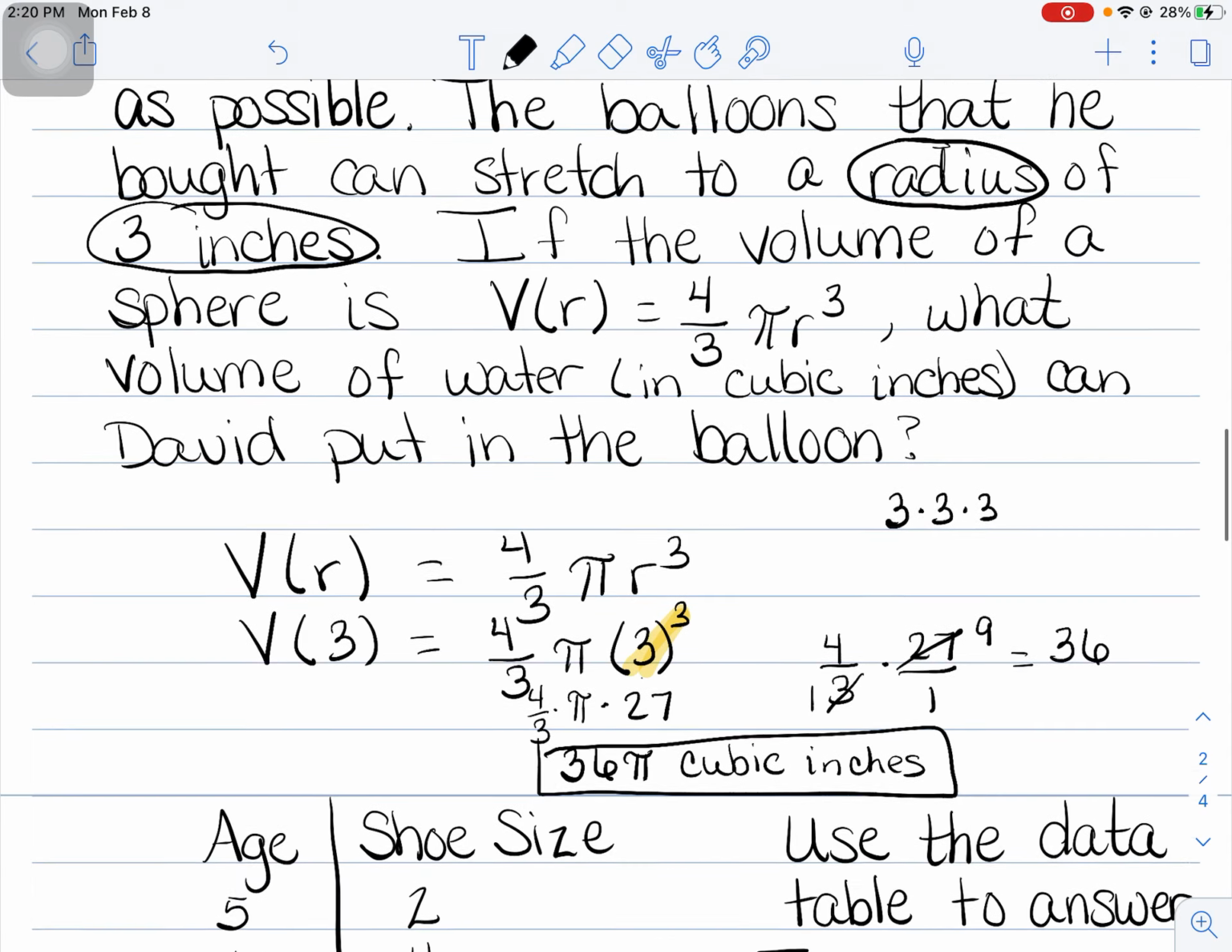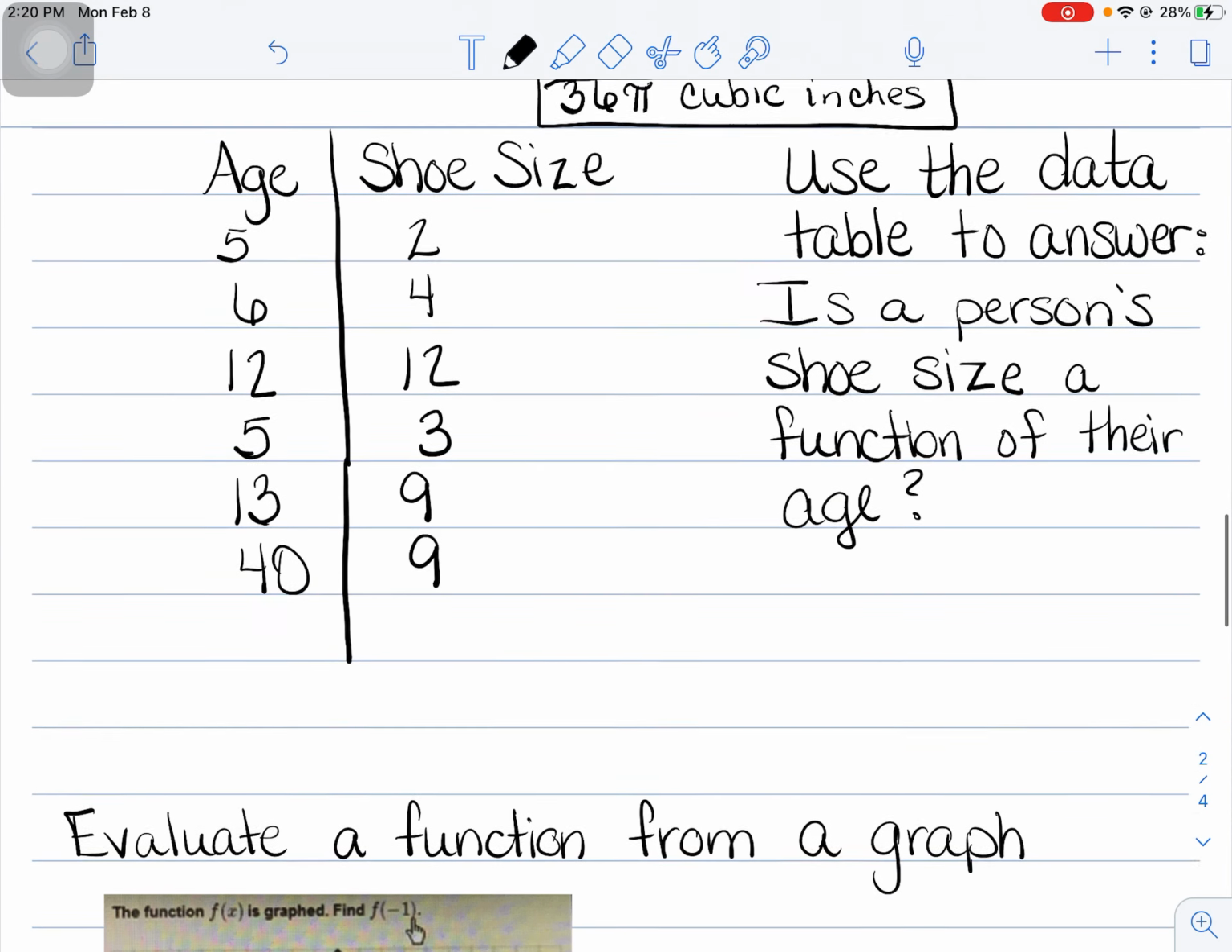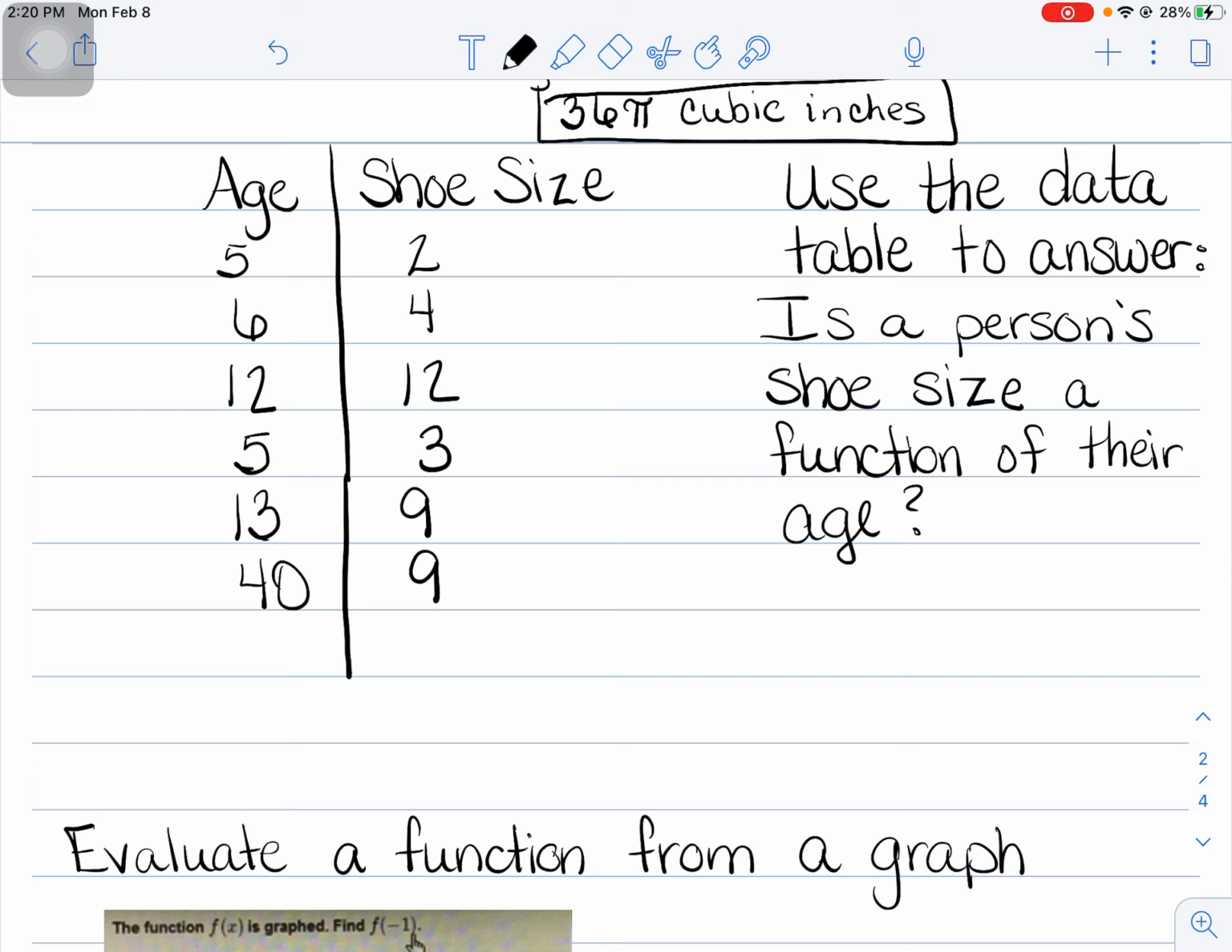All right, another example of what you might be asked to find is using the data table they gave you to answer a question. So this data table talks about people's age and their shoe size. So they're asking, is the shoe size a function of their age? That means, does their age determine their shoe size? Well, let's look. If we see any x's or inputs repeating, so we got a 5 and a 5, they repeat, but one 5 gives us a 2 shoe size and one gives us a 3. So the shoe size is not a function of their age.